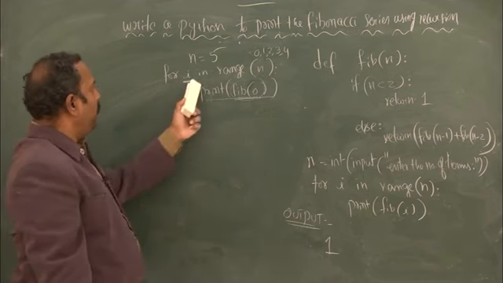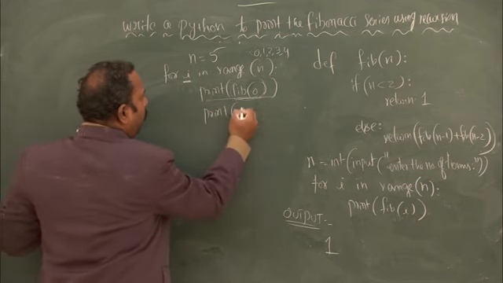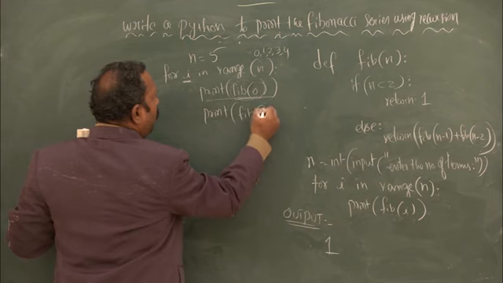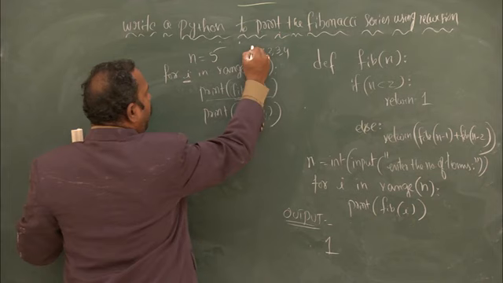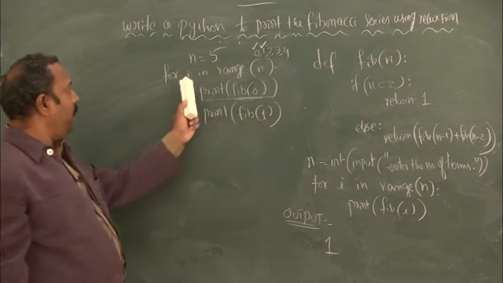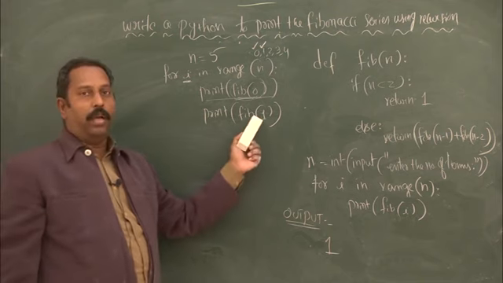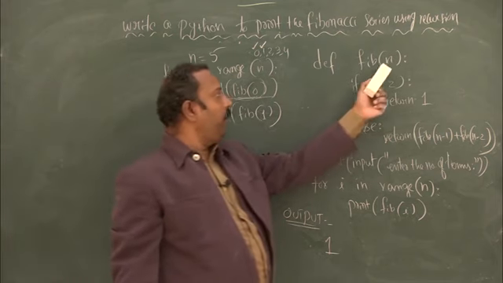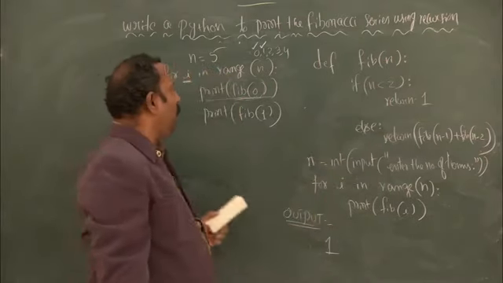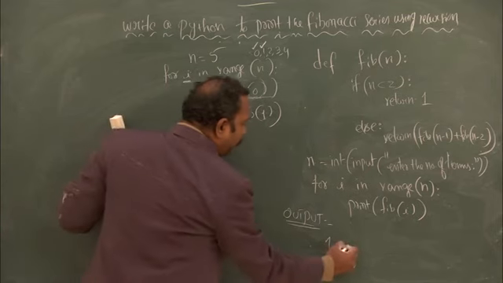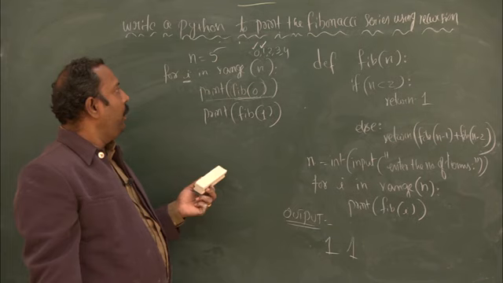So again there is a function call. So print of now fib of 1, because i gets value 1. 0 is already completed, now 1. So print fib of 1. Now the argument value is 1. So in fib of 1, n gets value 1. 1 is less than 2, condition true, it returns 1 again. So 1 will be printed again. So we get 1 in the output here.